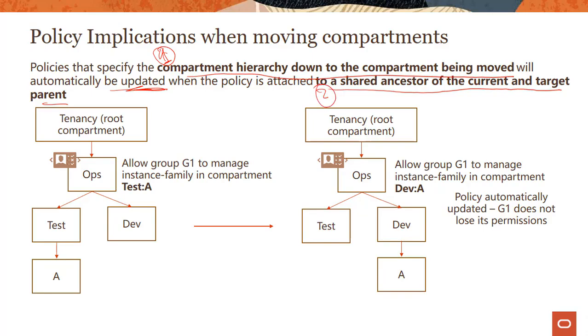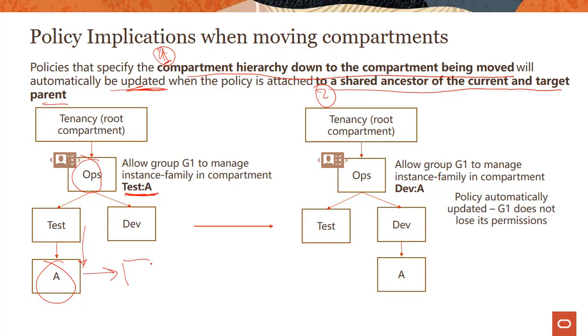So let's look at an example. In this case, the compartment which is being moved is compartment A, right? Now the policy has to specify the compartment hierarchy, which we saw on the earlier slide, down to the compartment being moved. So you have to write a policy like this in the hierarchy, test colon A, right? So this is going all the way to the compartment being moved. Now where is this policy being defined? It's being defined at a shared ancestor. So in this case, ops is a shared ancestor.